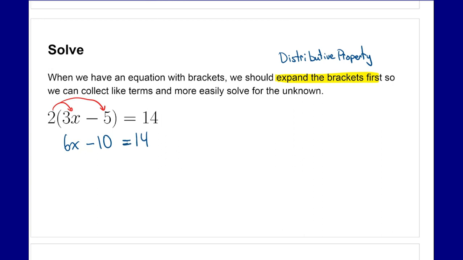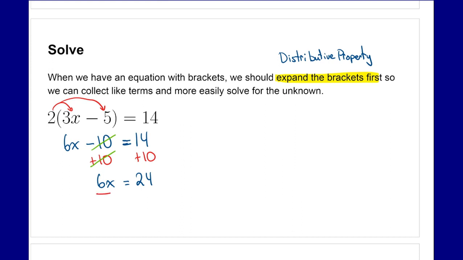Now that we've expanded, or used the distributive property, we now have a two-step equation. So we want to cancel out the minus 10 by doing the opposite, or add 10. Balance the equation by doing the same thing to both sides. One side will cancel out. We have 6x equals 24. Now we're down to a one-step equation.